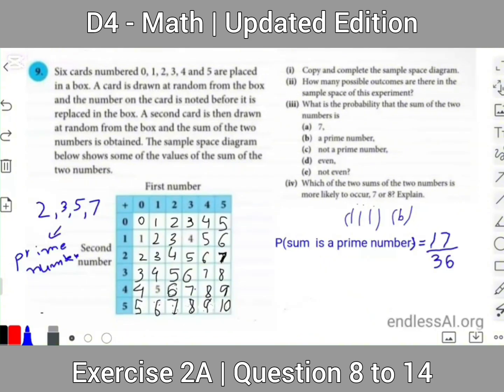Since the prime numbers are 2, 3, 5, and 7, we have to find out the number of favorable outcomes, in other words, where the sum of the two numbers is a prime number. So here we have 17, and the total number of possible outcomes is equal to 36. So we will have 17 over 36.